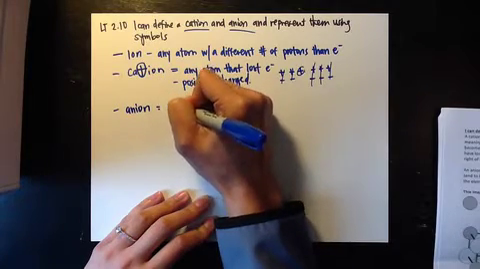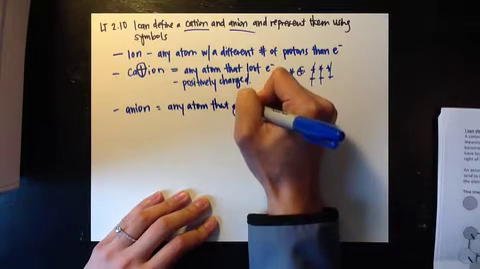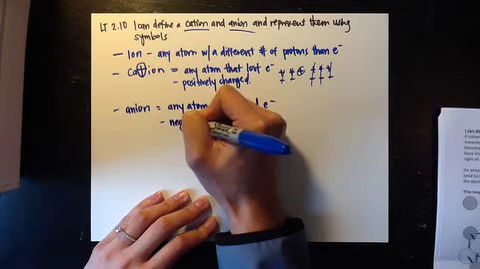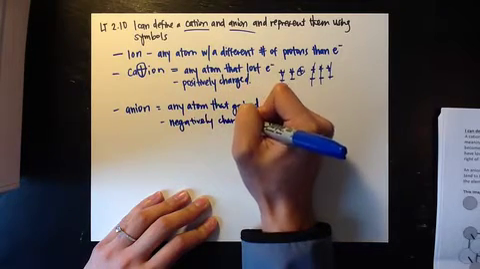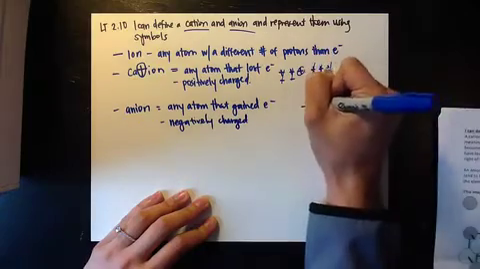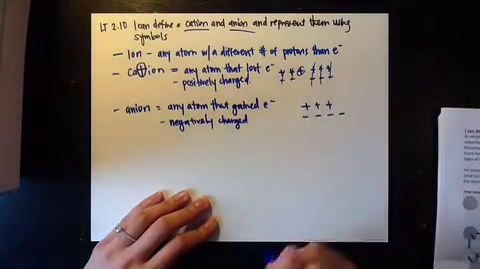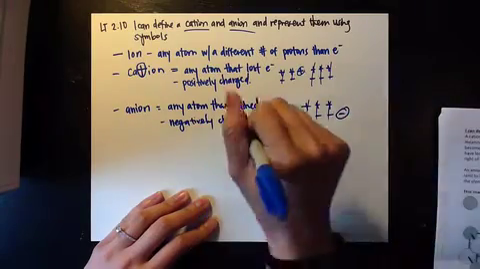An anion is any atom that gained an electron. So it's going to be negatively charged. Okay, here's why. So let's say I have my 3 protons, 3 electrons. I just gained another electron. Well, these cancel out. I'm left with a negative charge.